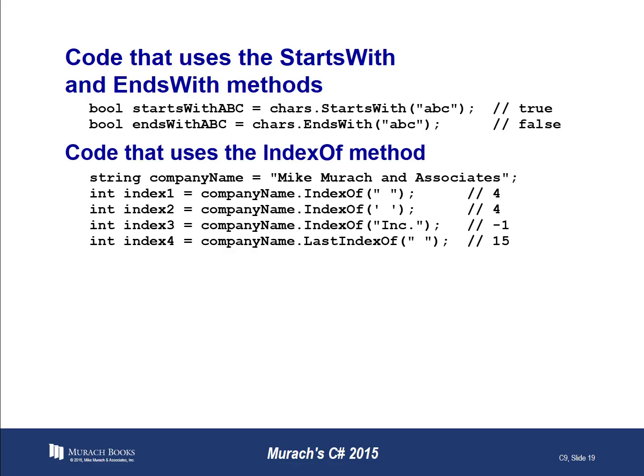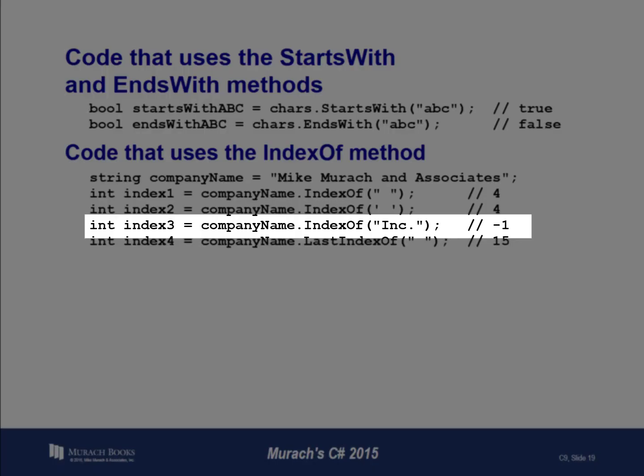Here you see some examples of starts with or ends with. You also see some examples of getting some indexes of things like spaces, or whether incorporated shows up, or where the last space is located in a string. You'll note for the index 3 example that the result would be a -1, and that's because incorporated doesn't show up in the company name. A -1 means you searched for something and did not find it.